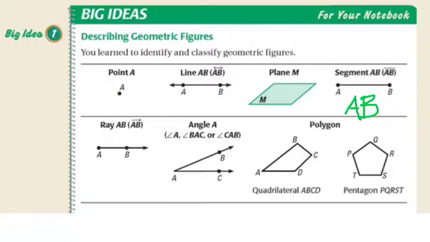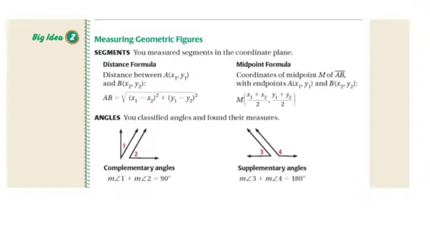One thing that we are not covering just yet is classifying polygons, so we will be talking about that at a later time. Our second big idea is about measuring geometric figures. So we use rulers and protractors to measure different geometric figures, but if we're looking at a coordinate plane and we have points, we could calculate the distance between those points using the distance formula. We could also calculate the middle or the midpoint of a segment using the midpoint formula.